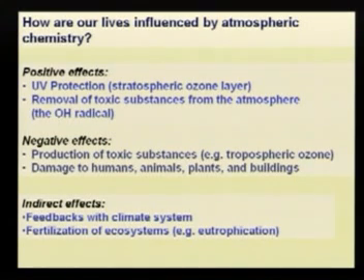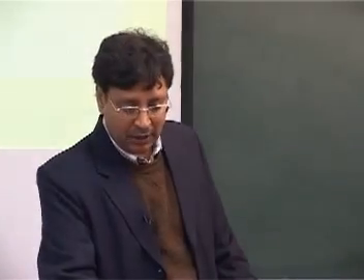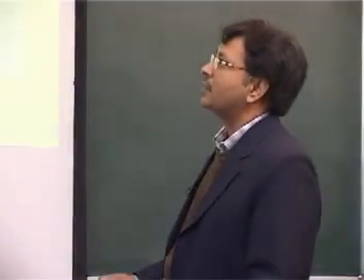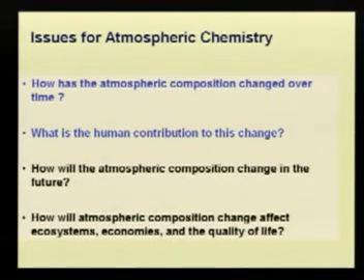Sometimes so much of the nitrogen species can also be downwashed, and it can affect even the ecosystem and add to eutrophication. With this background, let's get to something more serious. These are the issues we should be able to answer once we know the chemistry, and how has atmospheric composition changed over time?